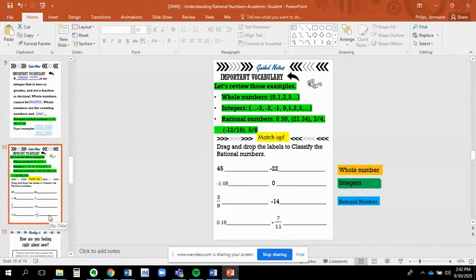Okay, so now with all the information, let's go ahead and start reviewing. So like we said, whole numbers are 0 and greater. Integers are any whole number that can be positive or negative and their opposites. And a rational number is any number that can be written as a decimal. So now let's take the time to match up. We're going to drag and drop the labels. These are our labels to classify the rational numbers. So you do that, and then we're going to come back to it. Pause the video and place them where you think.